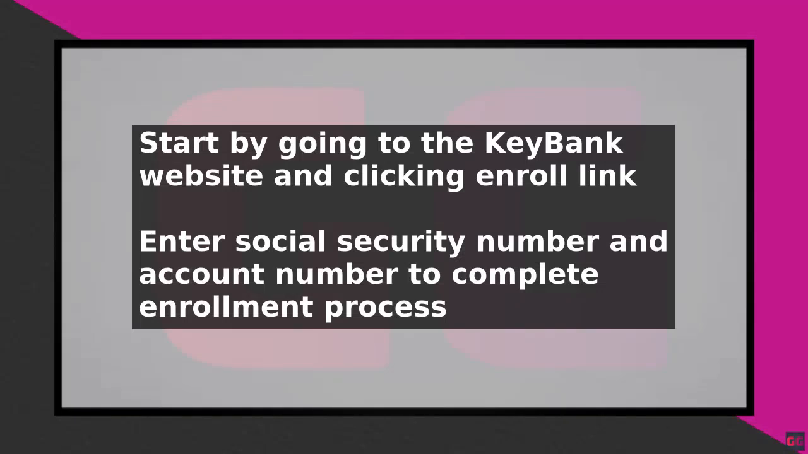To set up KeyBank Online, start by going to the KeyBank website and clicking on the Enroll in Online Banking link. You will need your Social Security number, KeyBank account number, and your KeyBank debit or credit card number to complete the enrollment process. First, click on the Enroll Now button and select the type of account you want to enroll, such as personal or business.